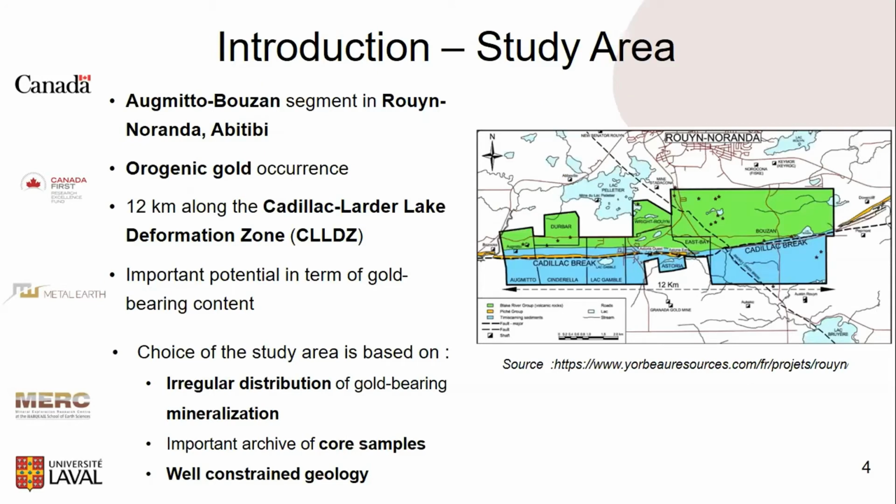So the study area we chose is the Augmitto-Bouzan segment in Rouyn-Noranda in the Abitibi, which is an orogenic gold occurrence that covers a 12-kilometer long stretch along the Larder Lake Break, which has an important potential in terms of gold-bearing content. The choice of the study area is based on the irregular distribution of gold-bearing mineralization across the segment, which is the problematic of my work, and the important archive of core samples, as well as the well-constrained geology.